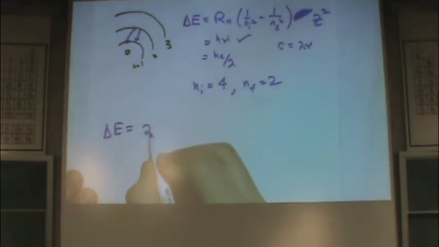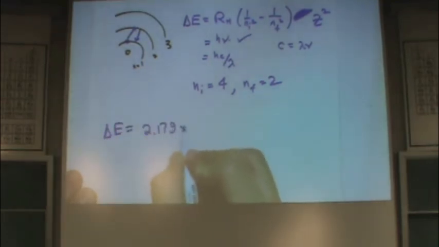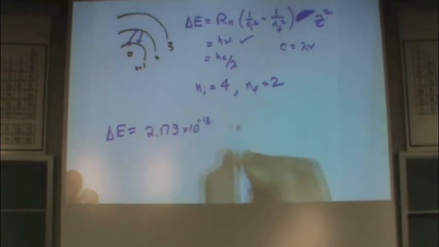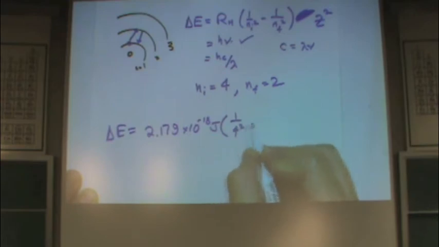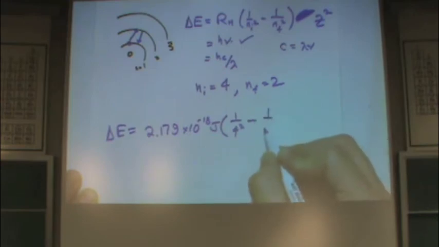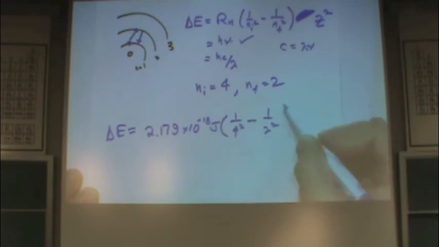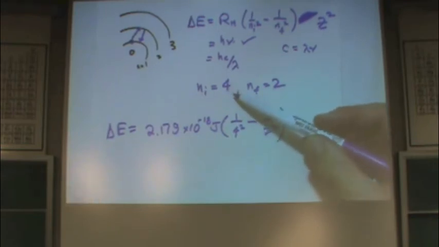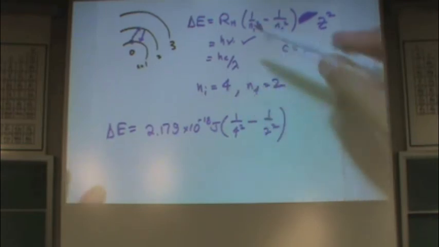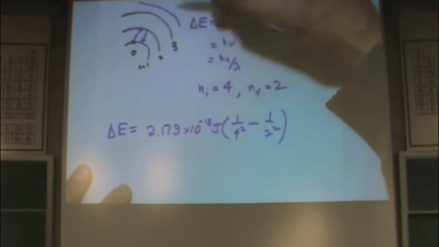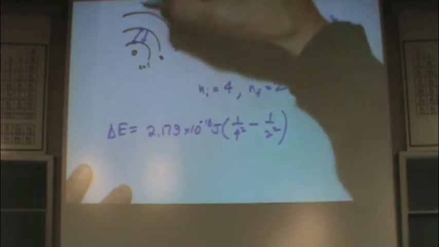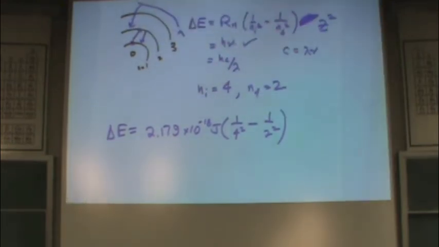Change in E is the Rydberg constant, which is 2.179 times 10 to the minus 18 joules, times 1 over N initial squared, 4 squared, minus 1 over 2 squared. And again, what these mean is N initial, orbit 4, falling down to final orbit 2. So it's like an electron going from 4 down to 2.